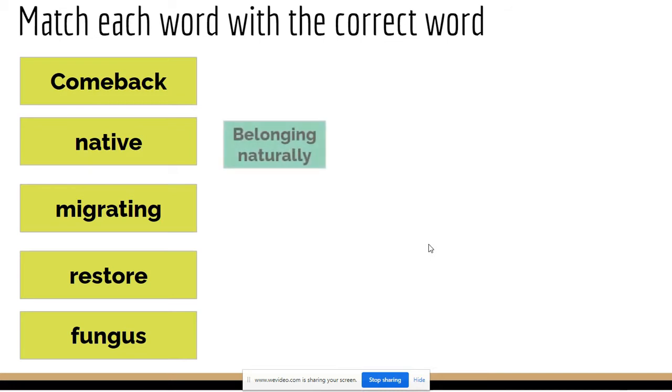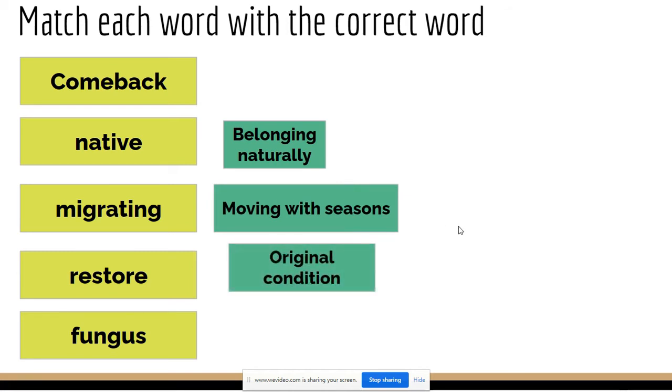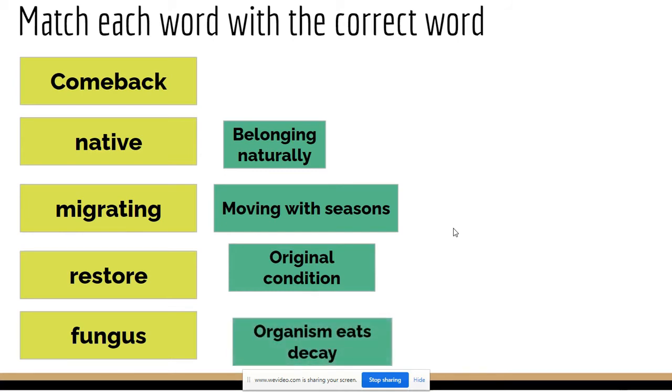All right, you're back. And the first word, native, which means to belong naturally. The next word, migrating, which means to move with the seasons. The next word, original condition, goes with restore. And then when we have an organism that eats decay, that's a fungus. And last but not least, to make a comeback, you return healthy.